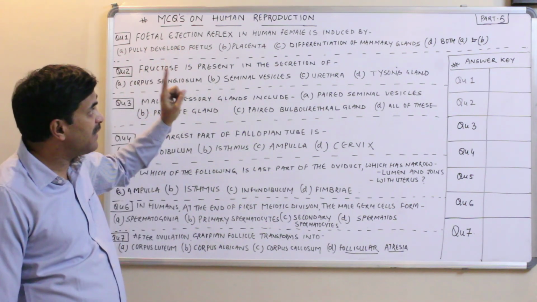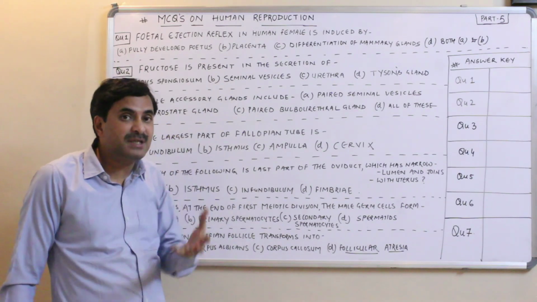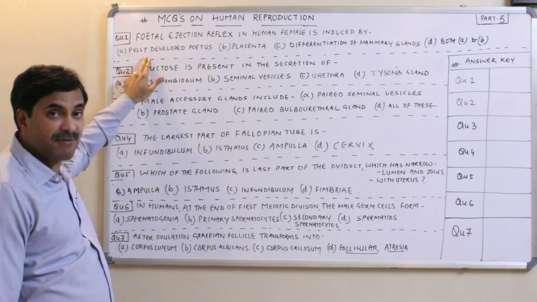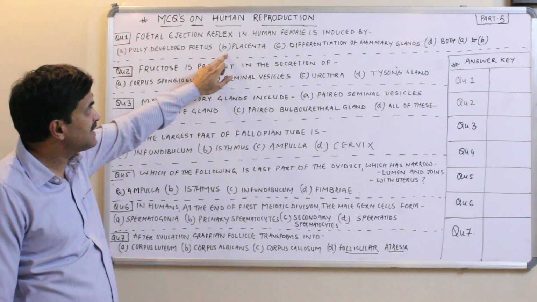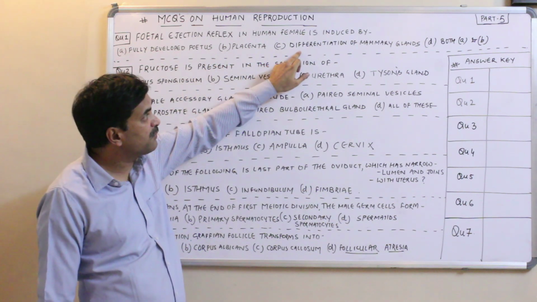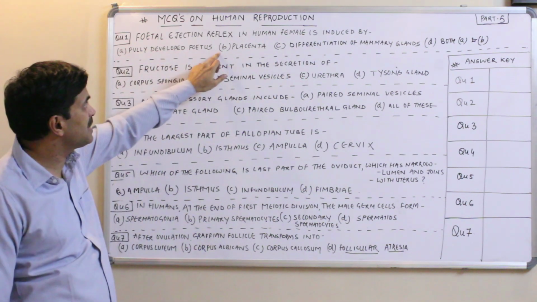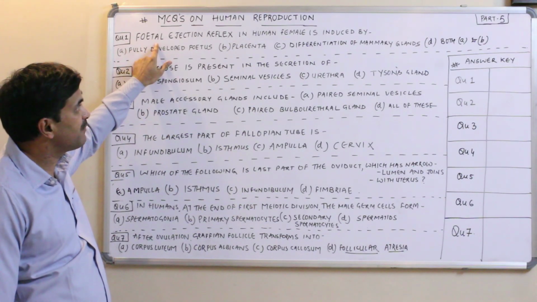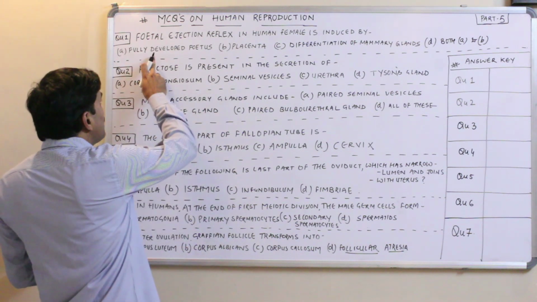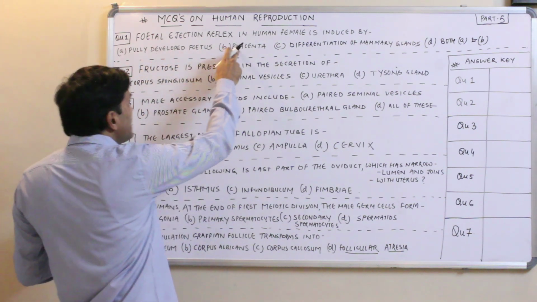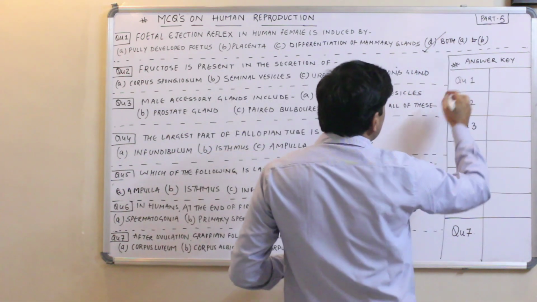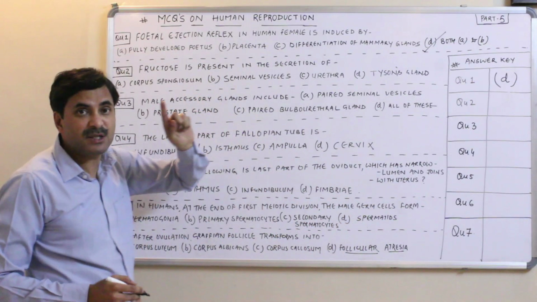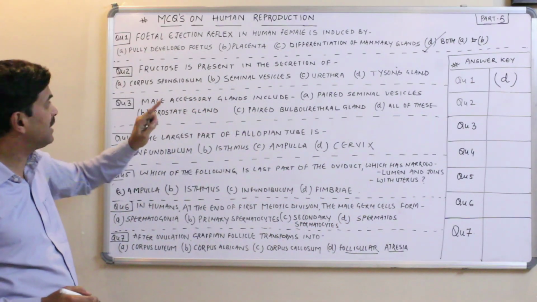Fetal ejection reflex means the ejection of the fetus from the mother's uterus. It is induced by fully developed fetus, placenta, differentiation of the mammary glands, or both A and B. Yes, it is clearly mentioned in your NCERT that fetal ejection reflex in human female is induced by fully developed fetus as well as placenta. So the answer must be D, both A and B. Clear? Fetal ejection reflex is induced by fully developed fetus as well as placenta.